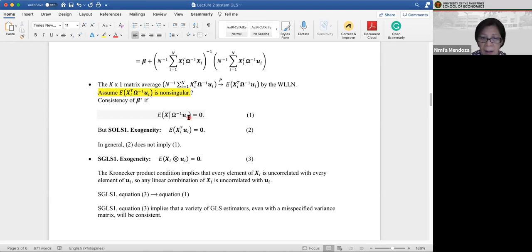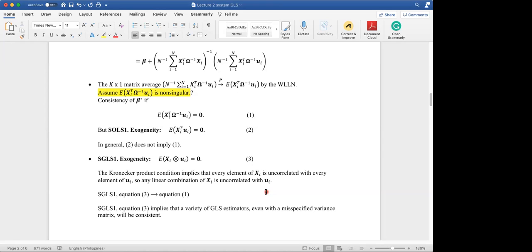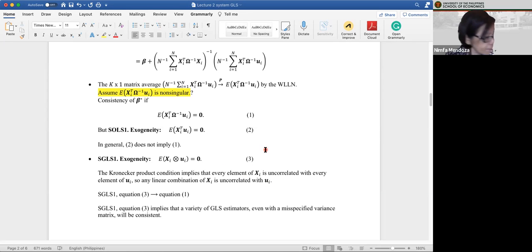Did you have the Kronecker product? Okay, I'll write the definition of the Kronecker product. I'll shift to the whiteboard.